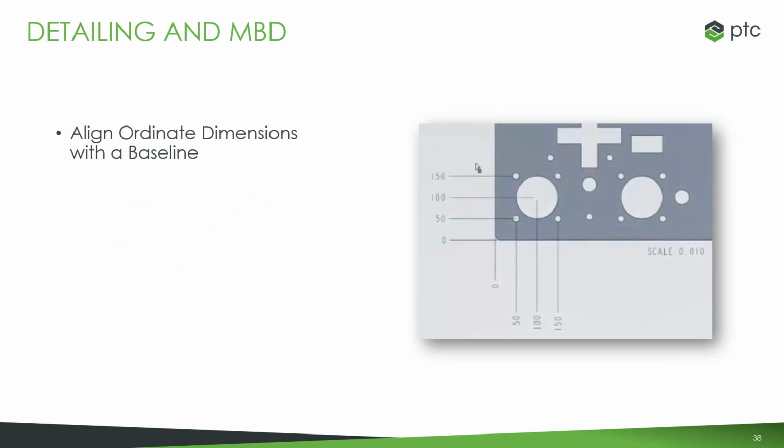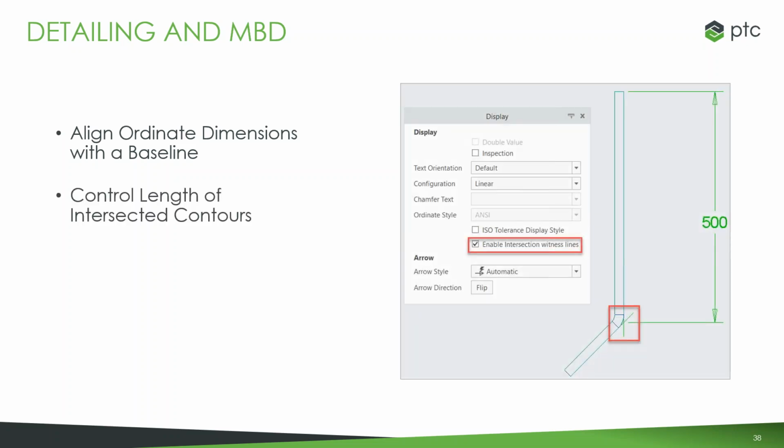And looking into a little bit around our model-based definition, we can now align ordinate dimensions with the baseline. This is something that if you're going to work with the ANSI standard, it's how they like to do it. So we've built out those ordinate dimensions to work well with that baseline. Around that, we can control the length of intersected contours. So beyond just that intersection point, you can enable certain intersection witness lines to control how those are working.